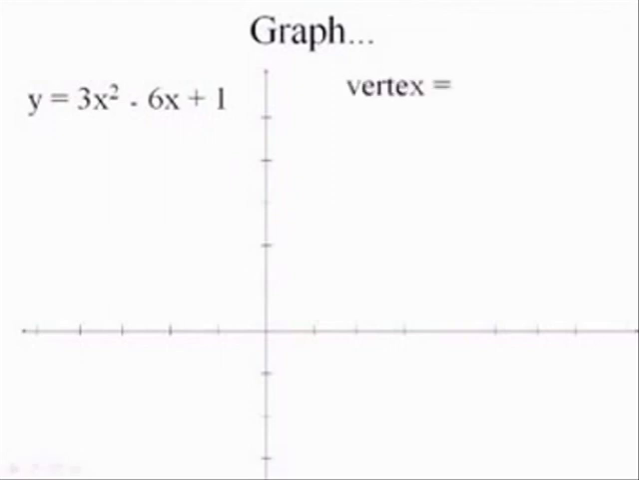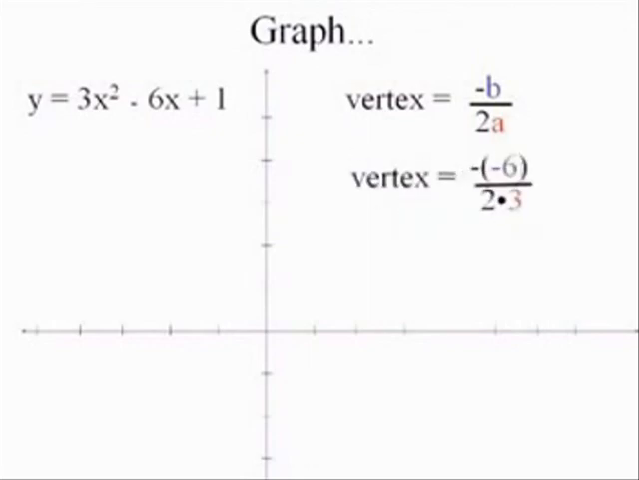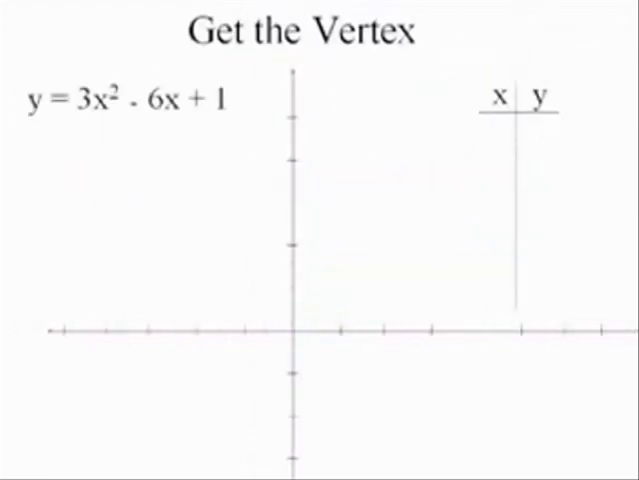In this case, the vertex is going to be at, of course, negative b over 2a. Now a is 3, b is negative 6, and c is 1. So the vertex will be at negative of negative 6 over 2 times positive 3. Now remember, the negative of a negative is a positive, so we've got 6 over 6. It's going to be at 1. So the number I'm going to put in is going to be 1.